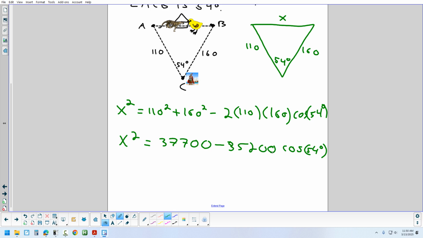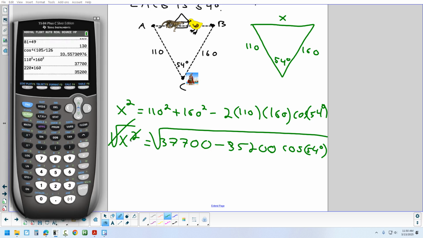Okay. So what can I do to get x by itself? Square root. Yep, take the square root. So that's what you want to type into your calculator, so you don't have to do any rounding until right now. All right, so square root of 37,700 minus 35,200 cosine 54. Order of operations, calculator will handle that. If you type it in the way I did, no problem. So the distance between points A and B is 130.422.